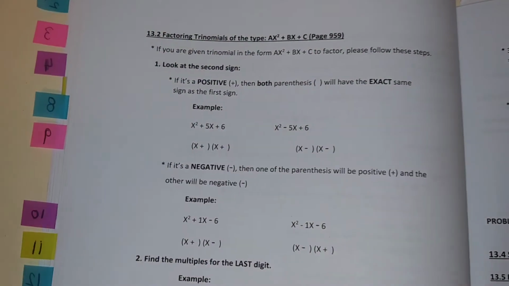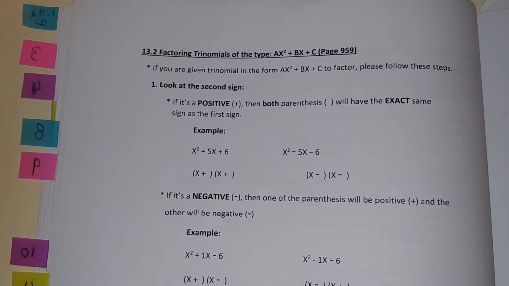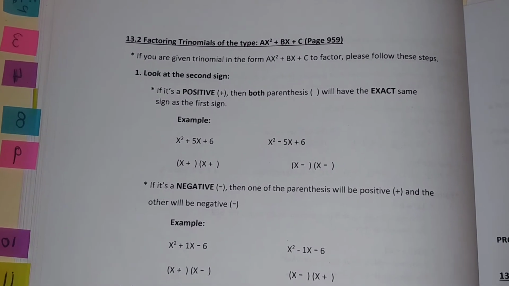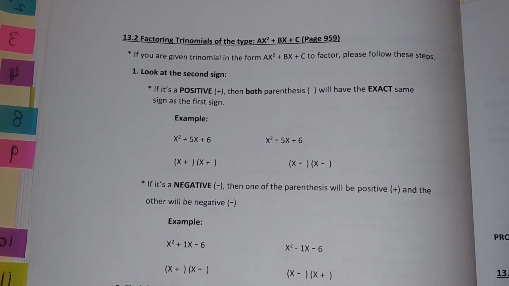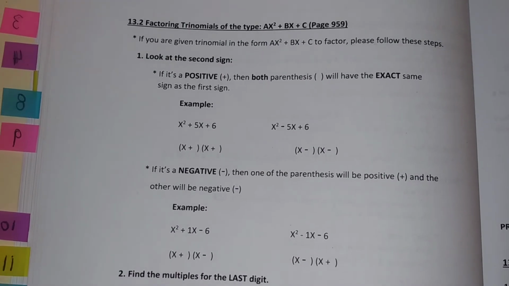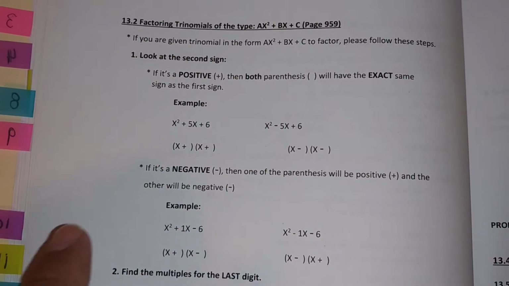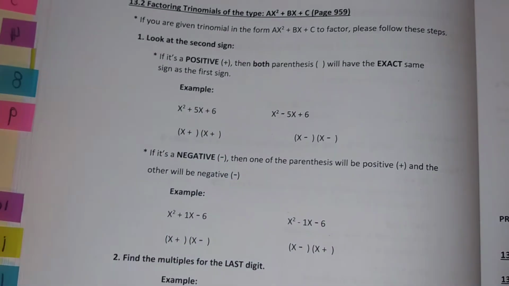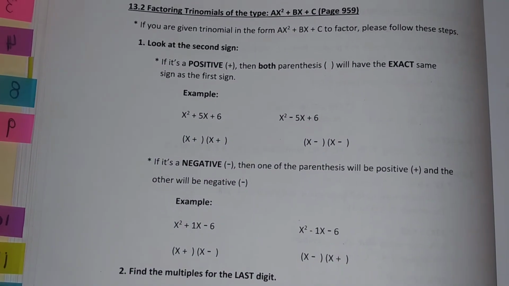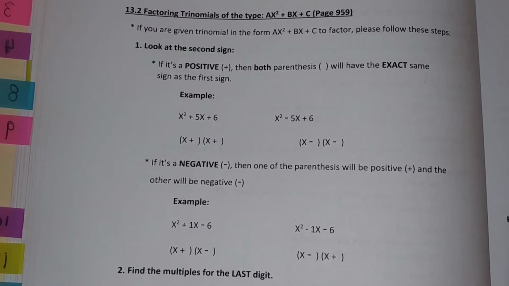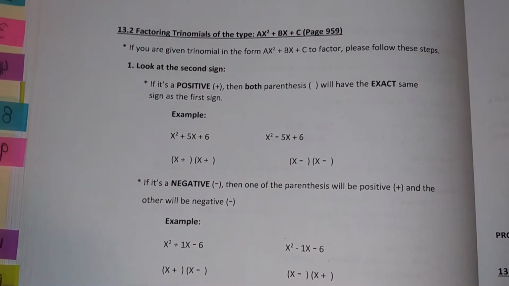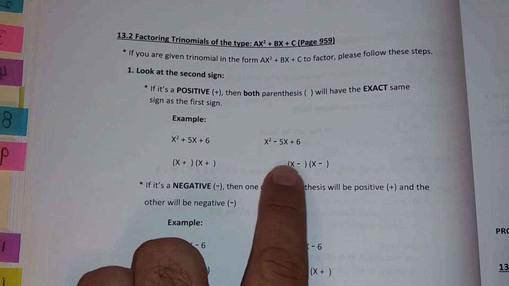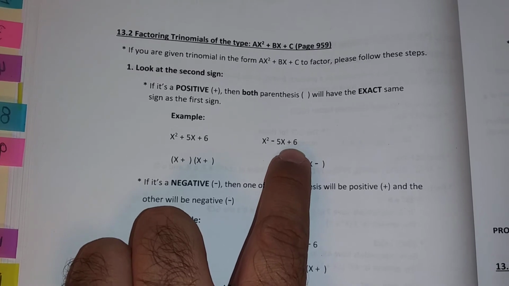The way that you would work with these types of problems, they're called trinomials of the type ax squared plus bx plus c. So the simplest way to determine the sign of your binomials, such as in the case of here, I have the instructions that I have created here. It says the first step is to look at the second sign. What do I mean by the second sign? So you're going to be looking at the second sign, such as in +6 here.